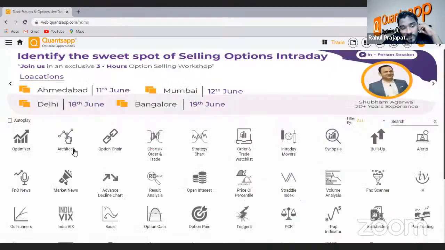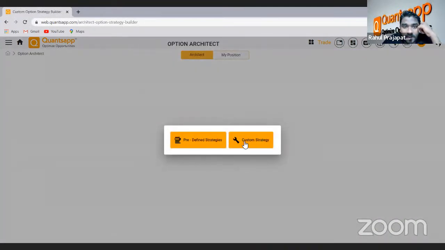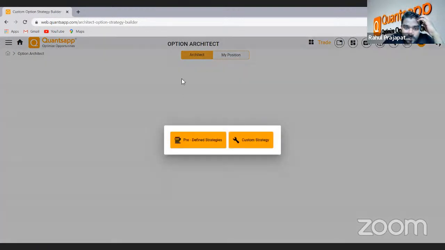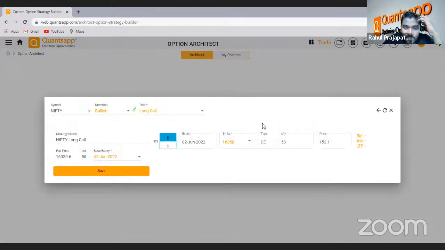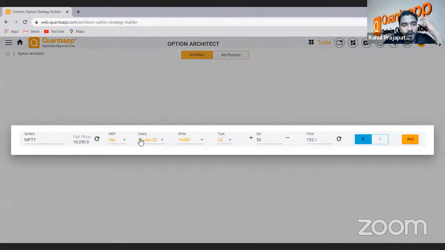Generally, I'll share one more thing. Generally what happens on expiry day, what people do. Let's say Nifty is likely to trade in this range only. So I'm going to sell the call.